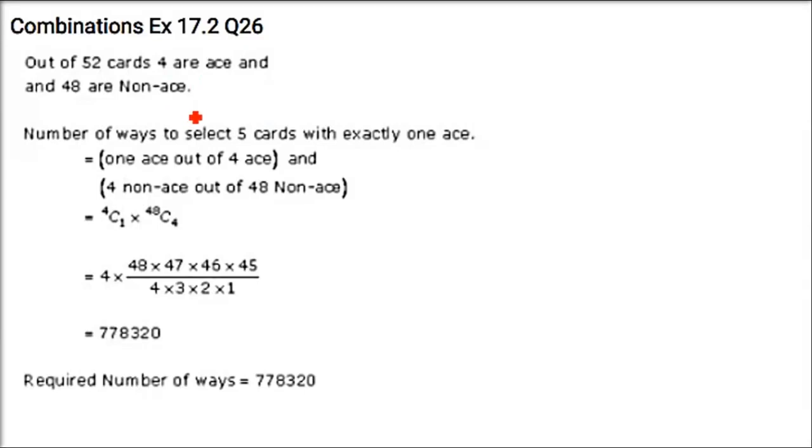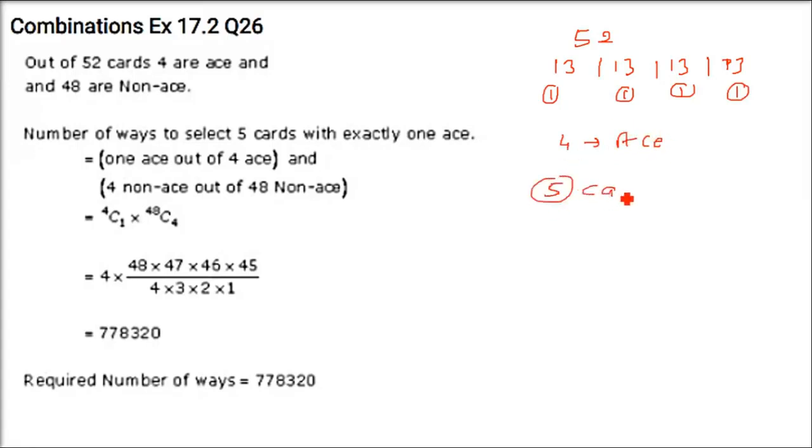Determine the number of 5 card combinations out of a deck of 52 cards if there is exactly 1 ace in each combination. So 52 cards are there. There are 4 suits in these cards, 13, 13, 13, 13, right? Now in these 4 partitions of 13, 1 ace will be in each of the partitions. So there are 4 aces. And it is being said that in these 5 cards, exactly 1 ace has to be selected. Only one ace.